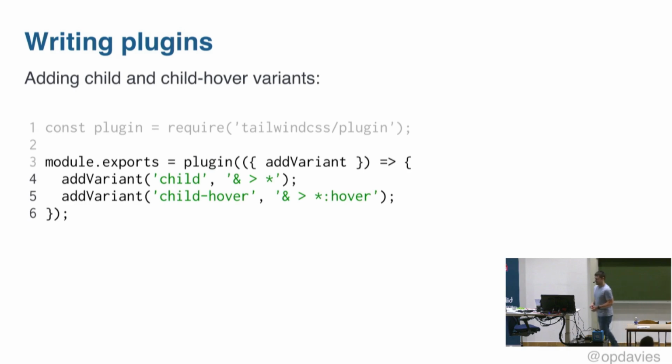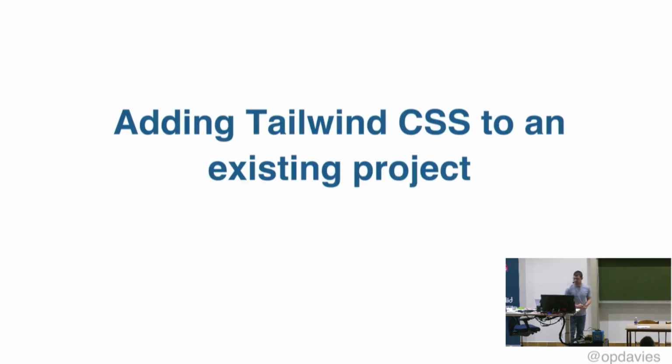Here's a slightly more complicated example. If I want to add child variants, these are probably added to the framework by now, but just an example. You can just use add variant rather than add utility, and you can use add variant and add them in.